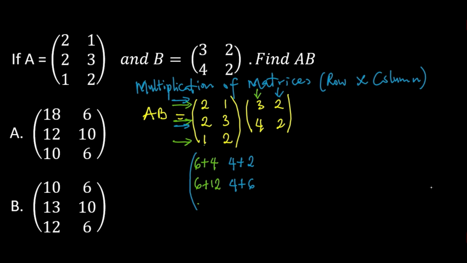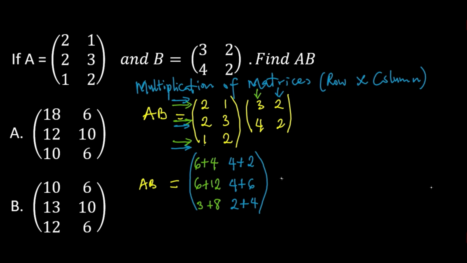1 times 3 gives us 3, plus 2 times 4 will give us 8. The same thing, third row of A, we multiply the second column of B. So we have 1 times 2, gives us 2, plus 2 times 2 will give us 4. So we have this.